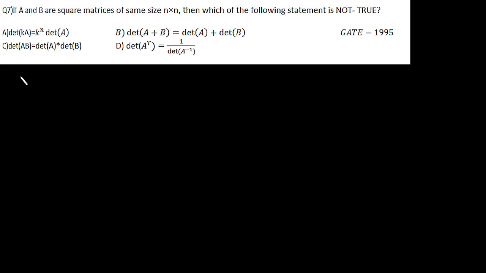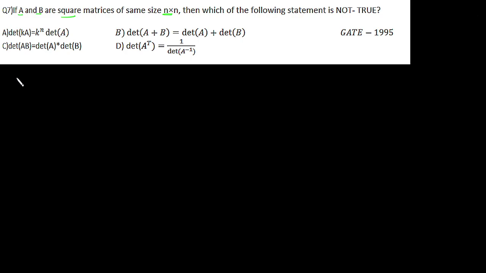Okay, let's solve question number 7. Question 7 says, if A and B are square matrices of the same size n cross n, then which one of the following statements is not true? We have to find the wrong statement. Option A says the determinant of some scalar multiplied with this matrix, if we want to take out this scalar from the determinant operation, we have to raise the power of this scalar by the order of this matrix.